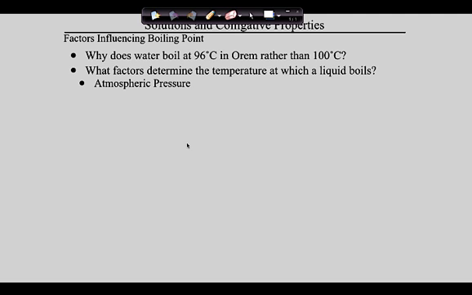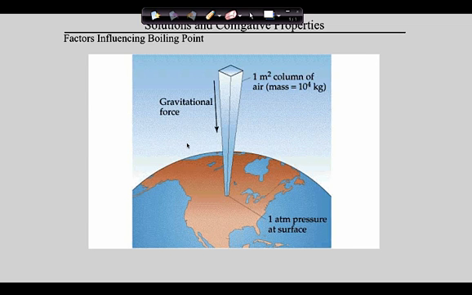Okay, so guys, ready? What on earth does altitude and air pressure have to do with boiling point? Well, obviously, don't try to write this down. But guys, this is the deal. Ready? I really want you to do this.